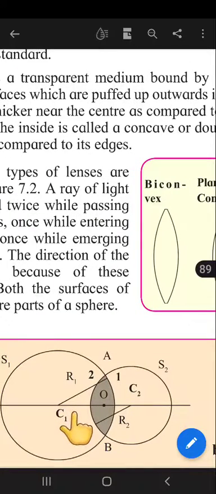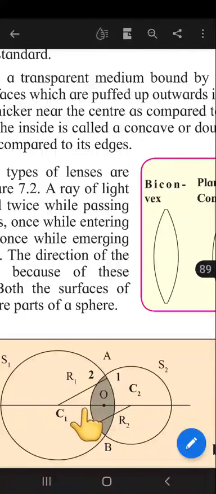Now we will define the next concept, that is the radius of curvature. The radius of the surface whose parts form the surface of the lens is called the radius of curvature, and this is R1 and this is R2. R1 and R2 are the radii of curvature.